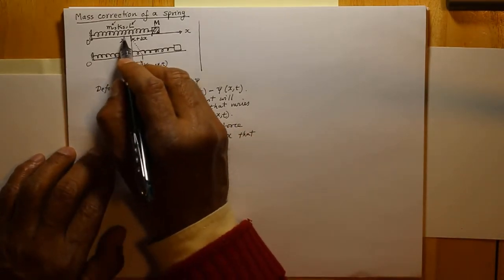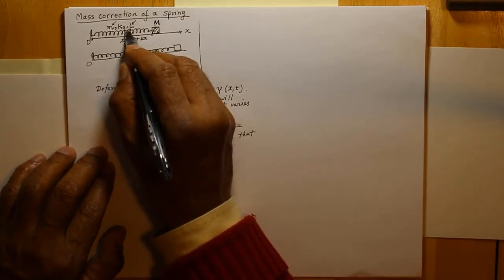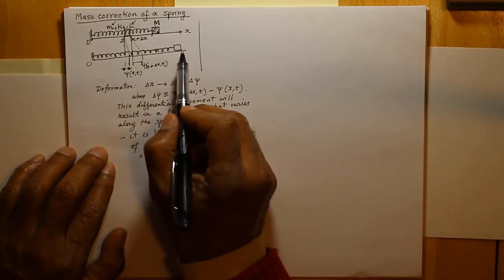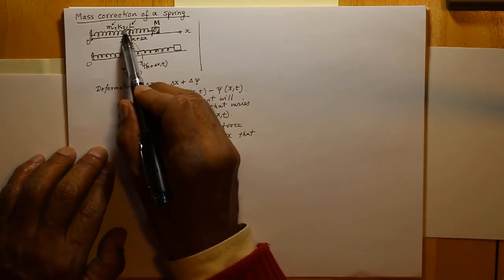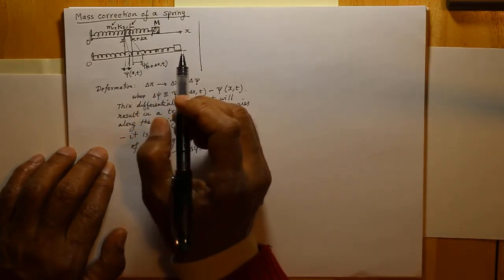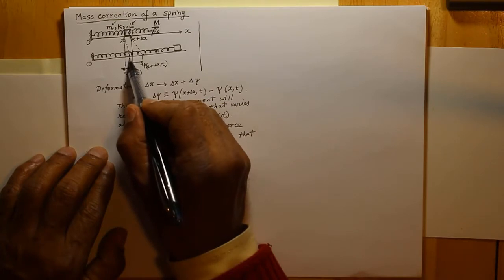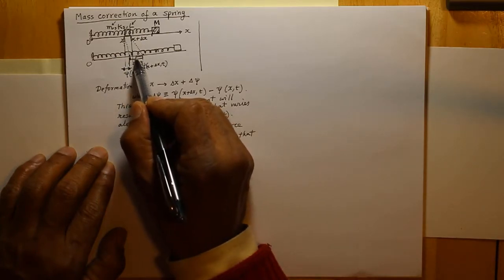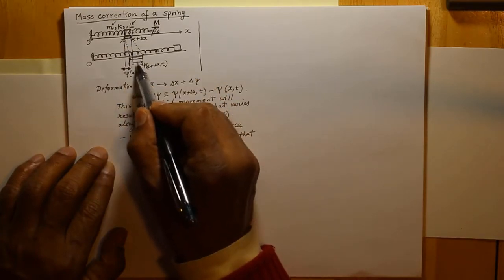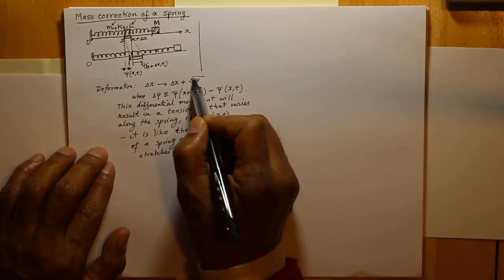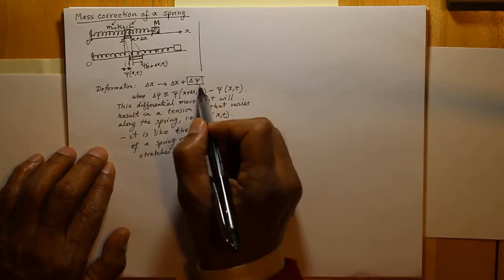So we look at a small piece of a spring. When the spring is in a stretched state like that, this point of the spring will be over here, and this other point will be over here. The spring now has a new length. This used to be this length, and has a new length. So delta x has gone to delta x plus delta psi. This is the amount that the spring has stretched.